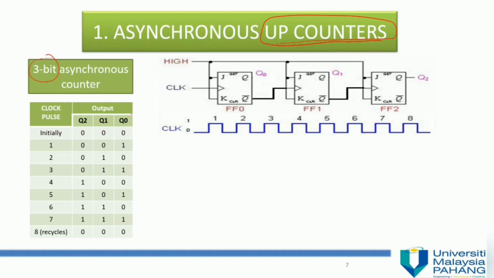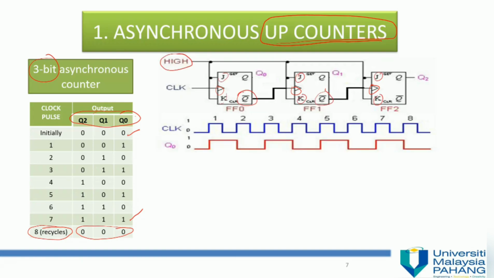For a 3-bit asynchronous counter, we have a 3-bit output, Q0, Q1, and Q2. For a 3-bit counter, we can count from 0, 0, 0 until 1, 1, 1, which is 7. At the 8th clock pulse, the output will recycle to 0, 0, 0. This circuit uses PGT JK flip-flops, so we take the clock input for the next flip-flop from the Q bar. The clock input, the blue waveform, is input to flip-flop 0. This is the LSB, and Q2 is the MSB.